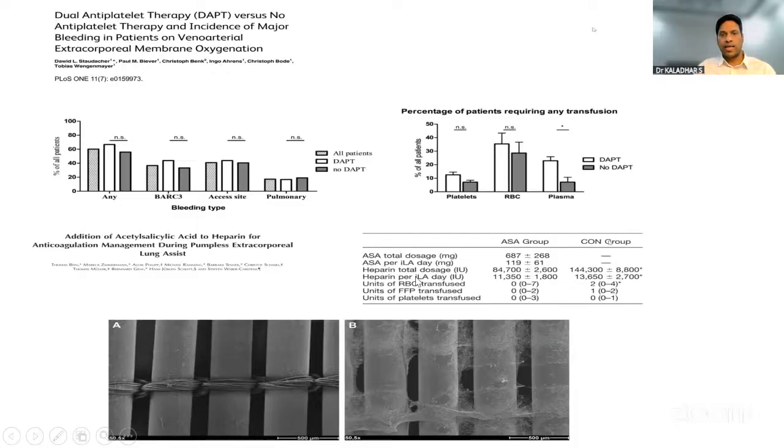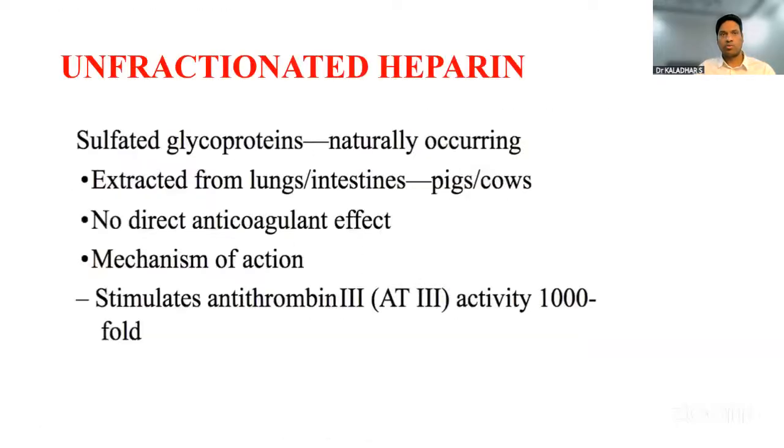Even aspirin has been looked at, and they looked at electron micrograph pictures with aspirin and without aspirin. Definitely there is a tendency towards thrombus formation in picture B compared to picture A. Picture A is a picture of the patient who is on aspirin, so the thrombus formation will be a bit less. Of course, these are small center, small sample size studies. We need to explore it more.